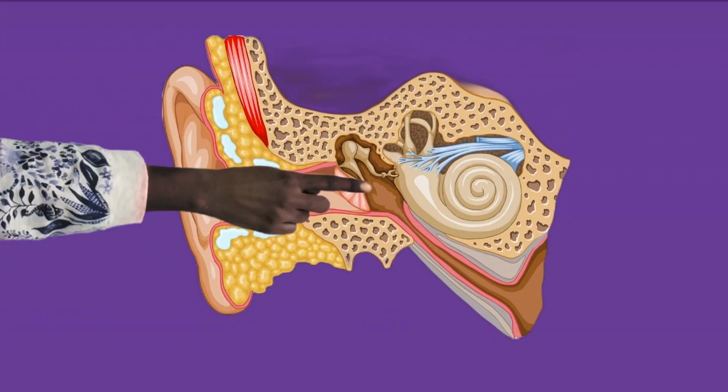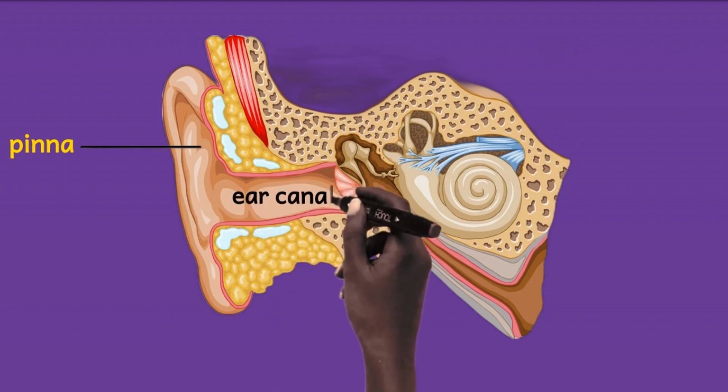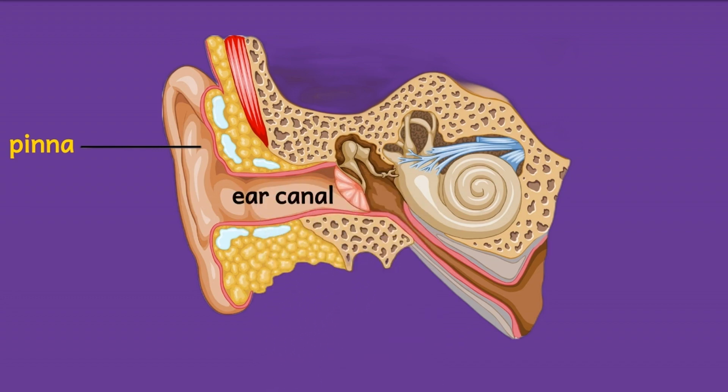Very good. And so this diagram shows the anatomy of the ear. Let's get some orientation by labeling some relevant parts. The first is the pinna or the auricle, which we see externally. And then the ear canal or the external auditory meatus. The pinna and the ear canal form the external ear.